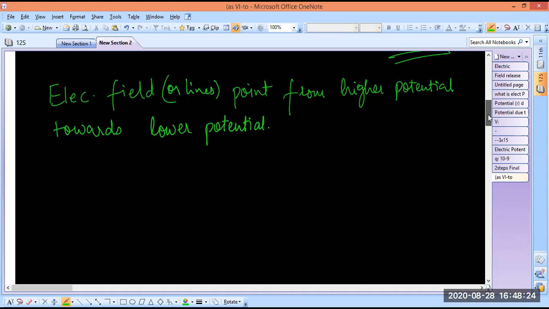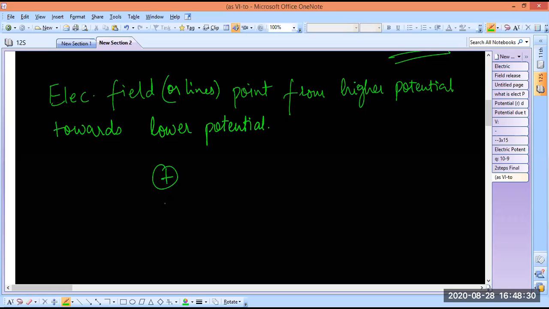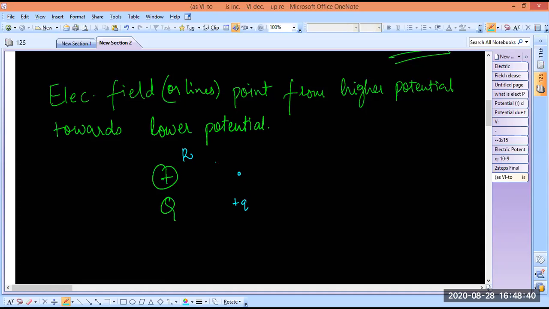Okay, this is how it should be, because think of a positive charge q, right? And let's say in its field we put a small positive charge q, another positive charge. Then both are going to repel, correct? So this charge will go away on its own. You don't have to do anything.